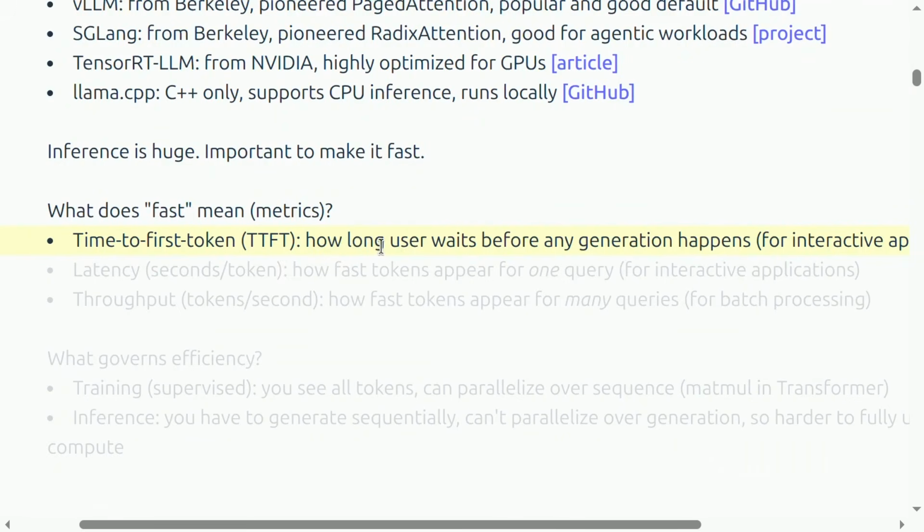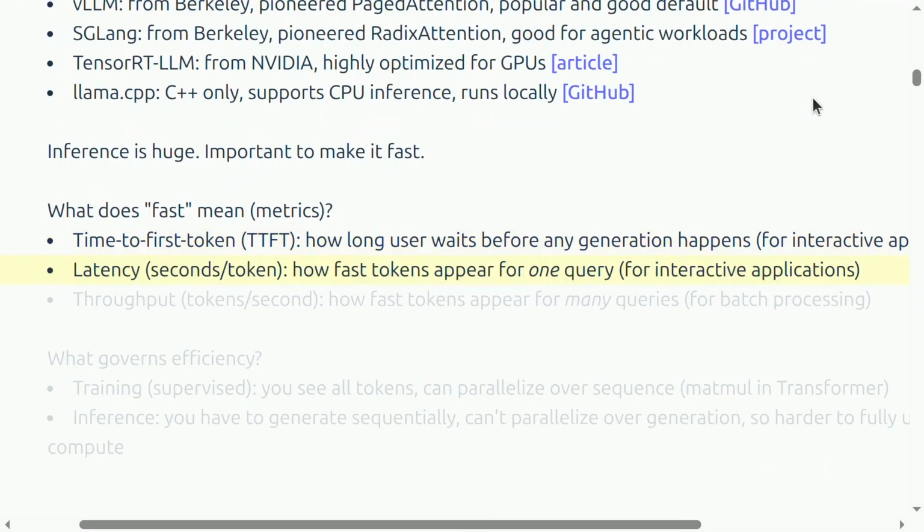This is essentially how long a user waits before any generation happens. So you put in a query into ChatGPT, and some number of milliseconds passes by, and then the point the first token comes in, that is the time. And this is generally useful for interactive applications, because the longer that latency is where you're just waiting and doing nothing, the worse the user experience. And as soon as tokens come in, it doesn't maybe have to be that fast, because if you're going to read it anyway, you can't read that fast.